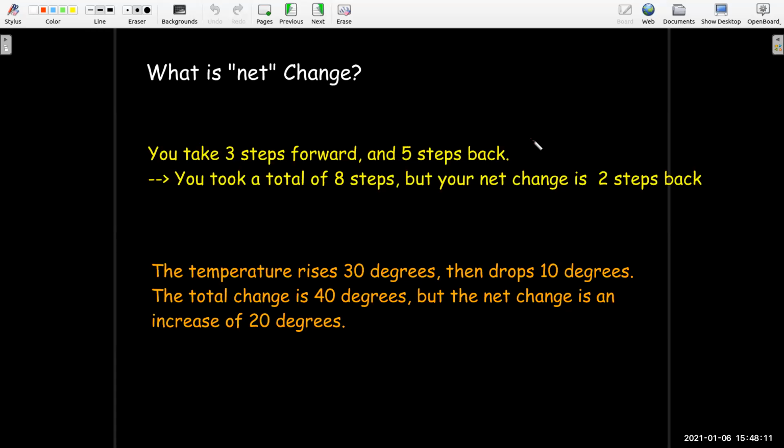Another example is the temperature rises 30 degrees, then drops 10 degrees. So you had 40 degrees of changes, 30 up, 10 down, but the net change is an increase of 20 degrees. From your beginning temperature to your final temperature, the net change is going up 20 degrees.